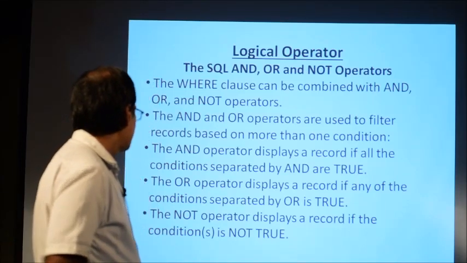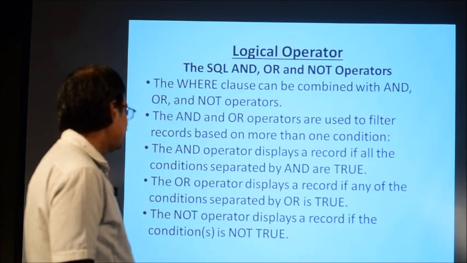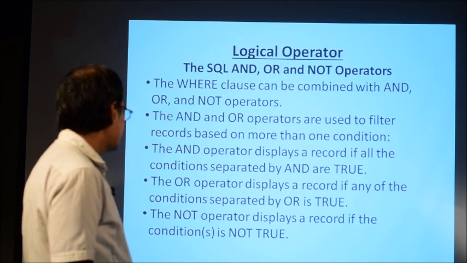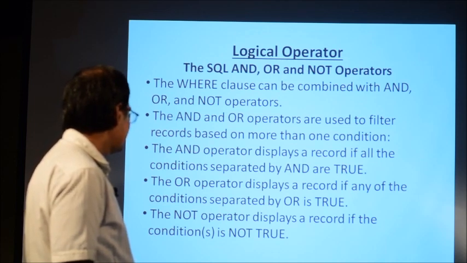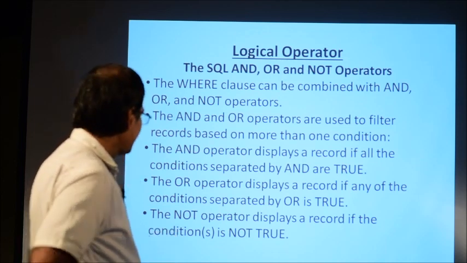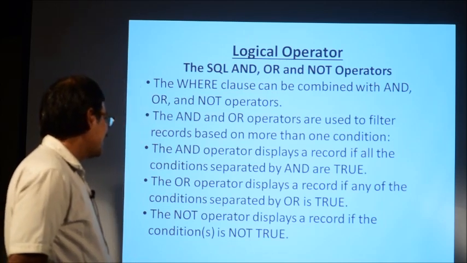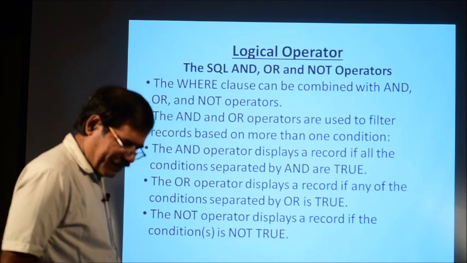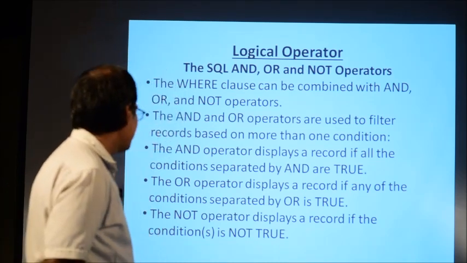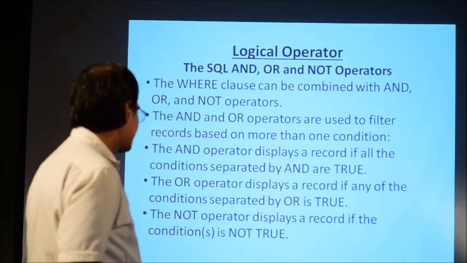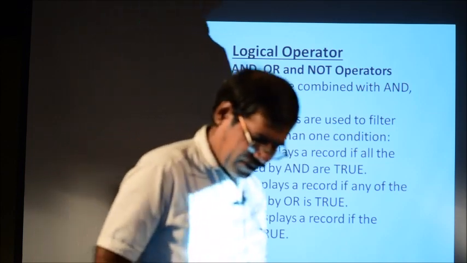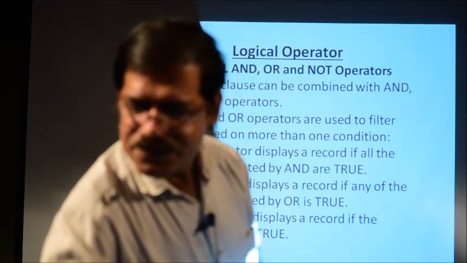Last one, the NOT operator displays a record if the condition is not true. Okay. So, as the name says, NOT, it displays the records if the condition is not true. If the statement is not true, then it will display the records. NOT operator means not true.